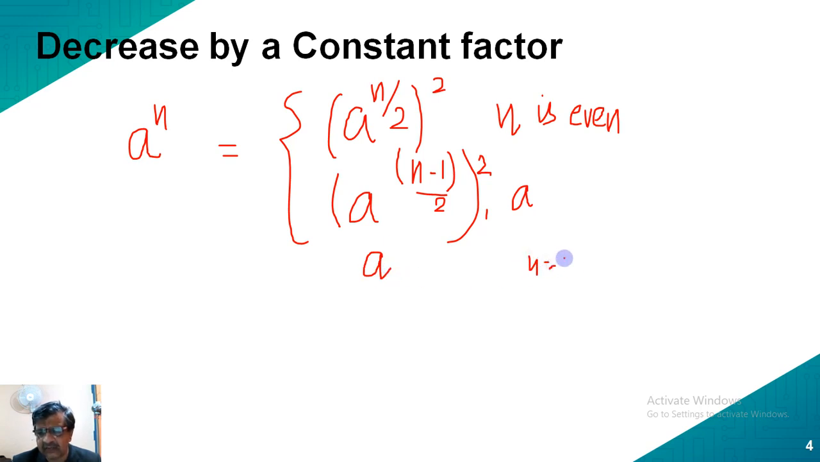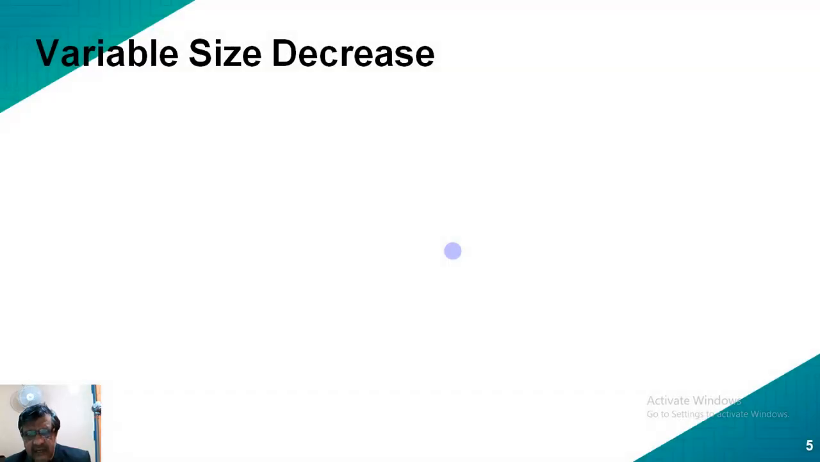In all the cases, we should observe a portion of the solved problem and a portion of the unsolved problem. So here the factor is 1 by 2. It is something like that. And for the variable size decrease, the best example that we can quote is finding GCD.